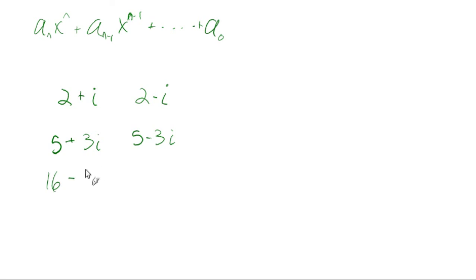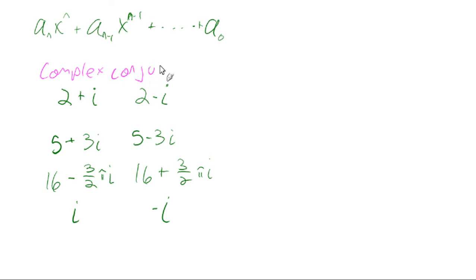How about 16 minus 3/2 pi times i? It would just be 16 plus 3/2 pi times i. How about just i? What would be the conjugate of i? It would be negative i. Okay? So these are what you call complex conjugates. And for all the polynomials we'll ever work with, if this is a zero, so is this. If this is a zero, so is this, and so on.